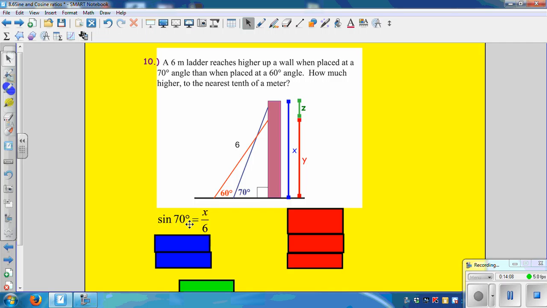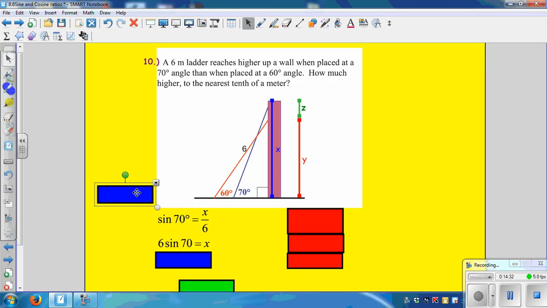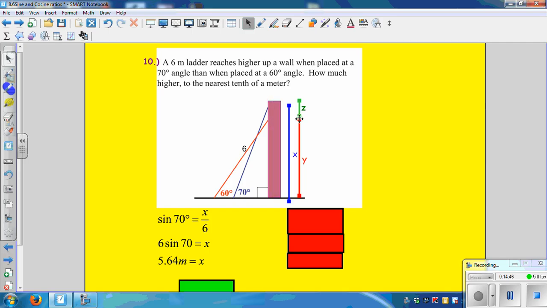So to start this problem, let's look at the relationship in the 70-degree right triangle. So if I move this over and place it into the right triangle position, if I use the 6 as the hypotenuse, I can see that the x value, or the height that the ladder is up against the wall, is a sine relationship. The sine of 70 is x over 6. Multiplying both sides by 6, you get 5.64 meters. In other words, when the ladder is placed at a 70-degree angle, the top of the ladder is 5.64 meters from the top.